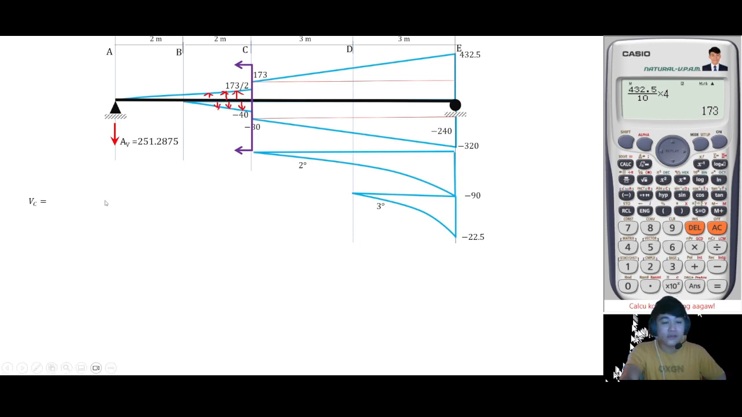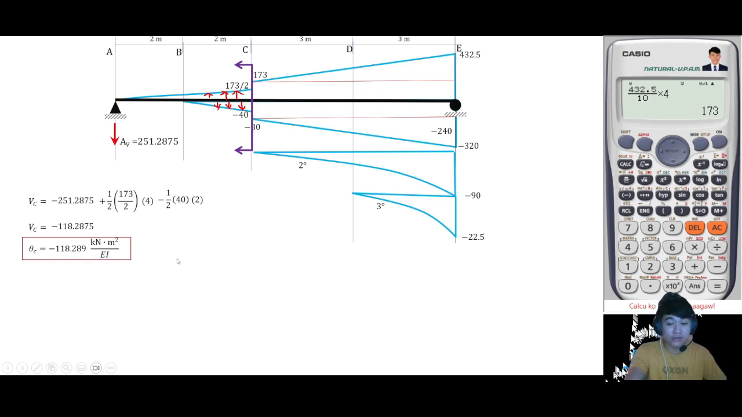Okay, so VC, we have negative 251.2875. And then we have upward triangular load, plus 1 half of your base times height. And then the downward is negative base and the height. Okay, so the answer is a value of negative shear again, no? Again, negative shear is a clockwise. Negative shear is also the value of the rotation at point C, which is a clockwise rotation.